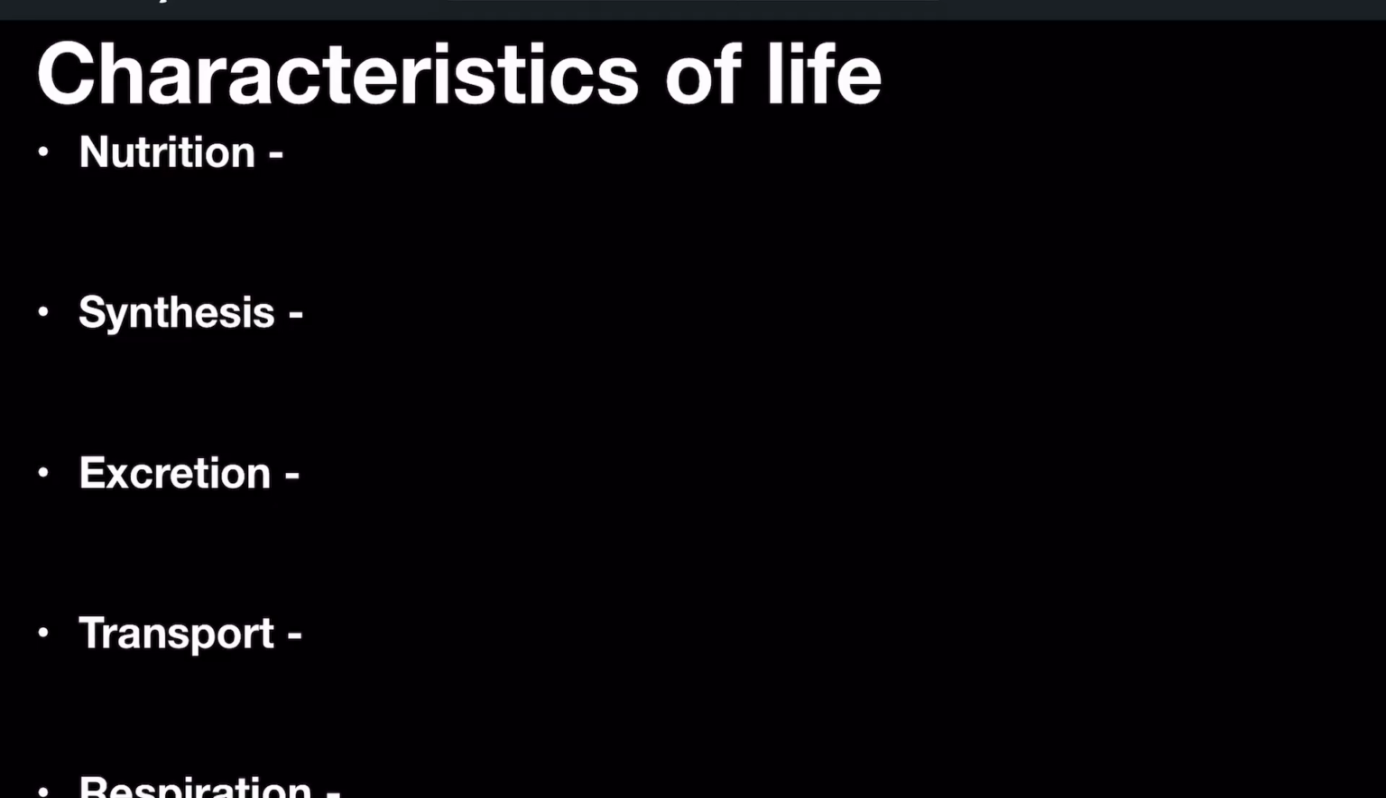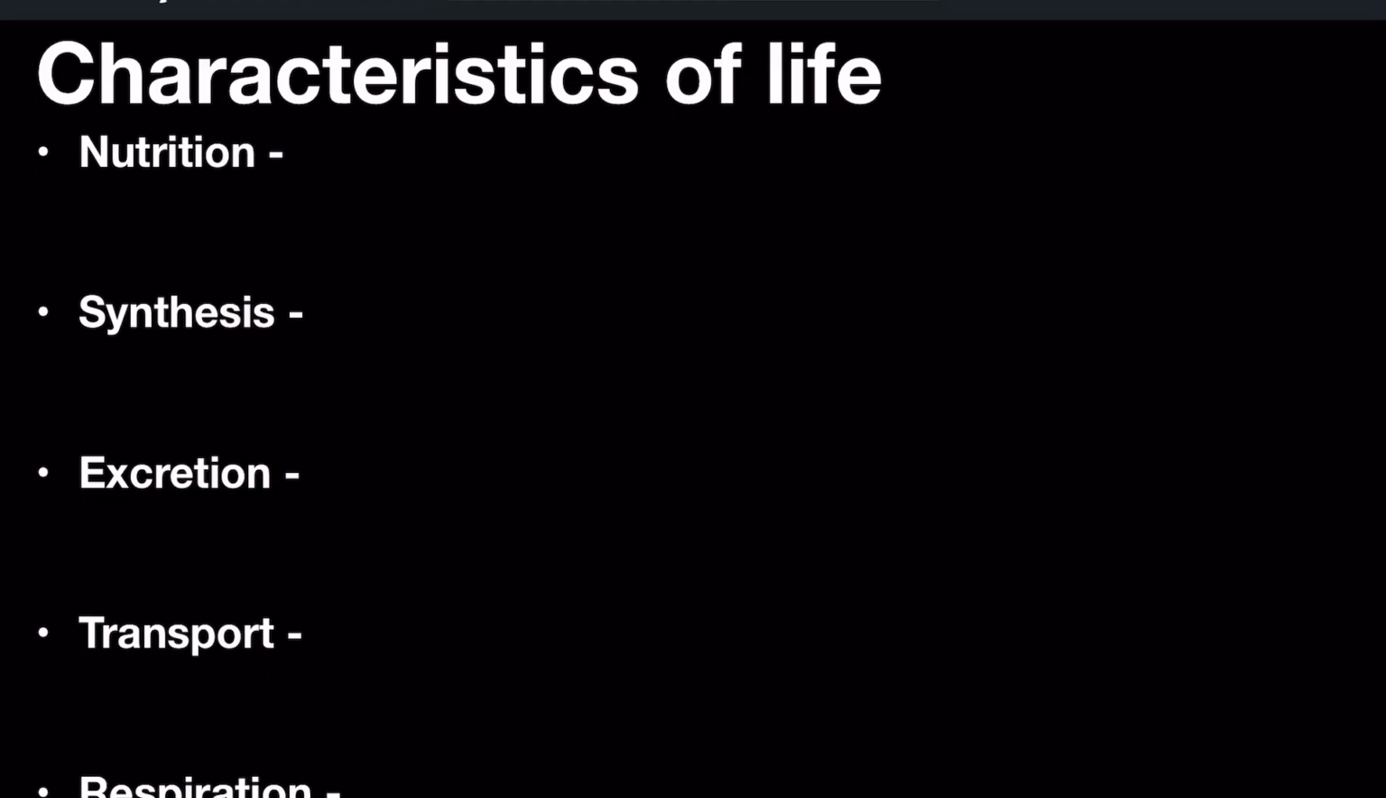Hi everyone, welcome back to the next review video for the Biology or Living Environments regions. This is Unit 1, Topic 2. So the first thing we're looking at are the characteristics of life or the life processes. And these are the processes that all organisms must undergo in order to survive.